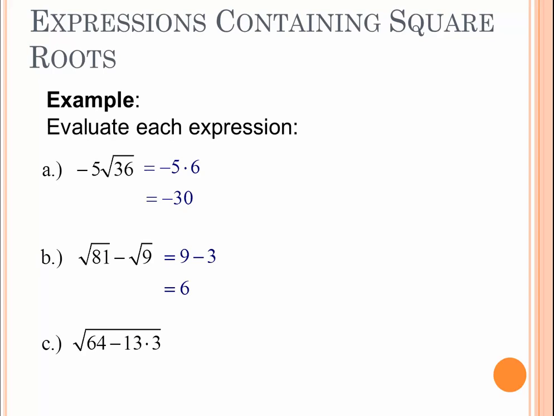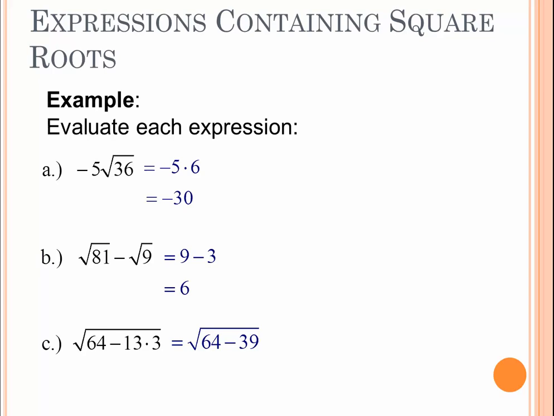Part C, we have the square root of 64 minus 13 times 3. Be very careful with the order of operations here. Again, it's tempting to want to pull out that 64 because it is a perfect square, but that can't be done. Order of operations, you start with parentheses or grouping symbols first, and in this case, the radical acts as a grouping symbol.